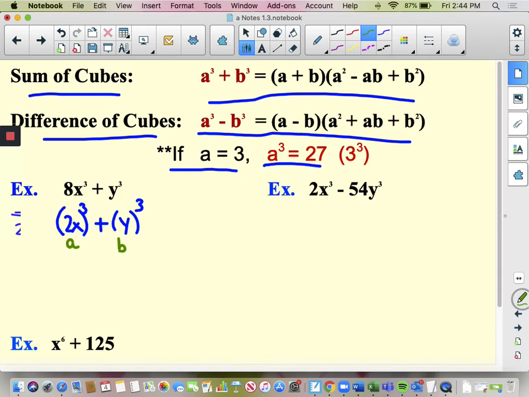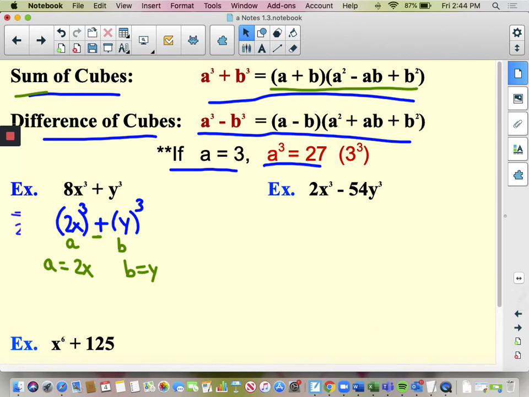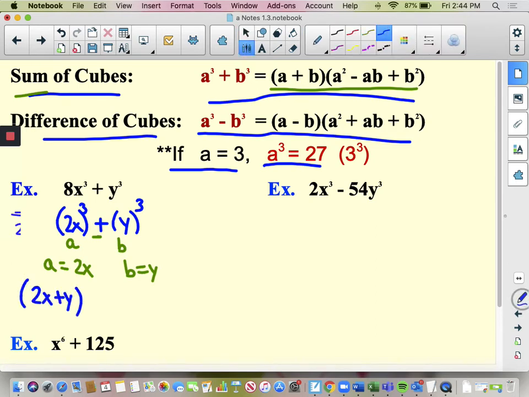So you don't actually use the 8x cubed, you use the quantity that creates that perfect cube, the 2x and the y. Now that I know my A is 2x and my B is y, and this is a sum, I'm going to go back up to my sum formula, and I'm literally just going to plug in the variables. Okay, so A plus B, A is 2x, B is y. That's my first chunk. Second chunk is this, A squared minus AB plus B squared.